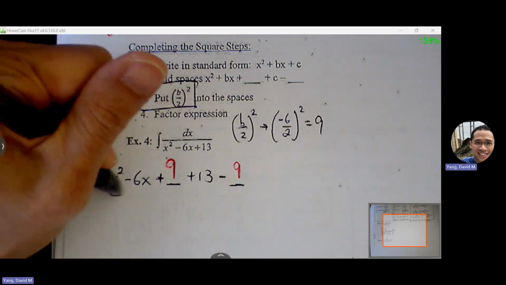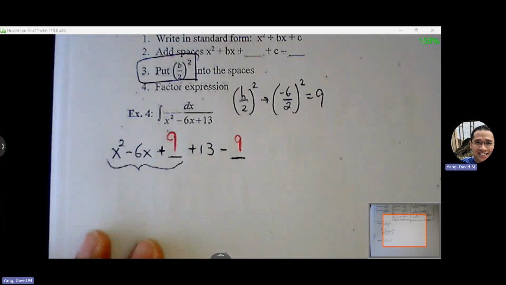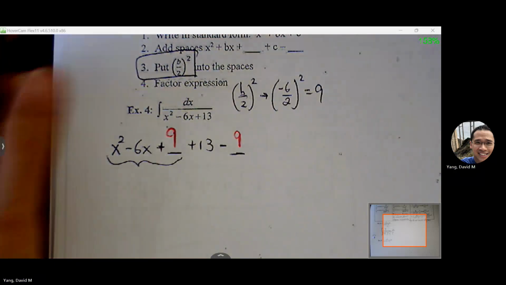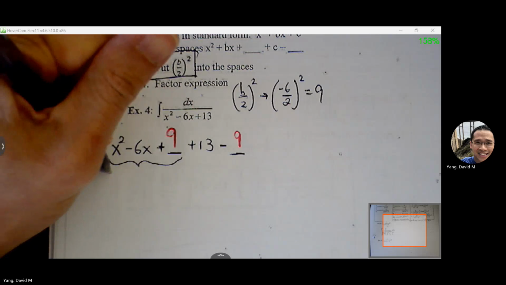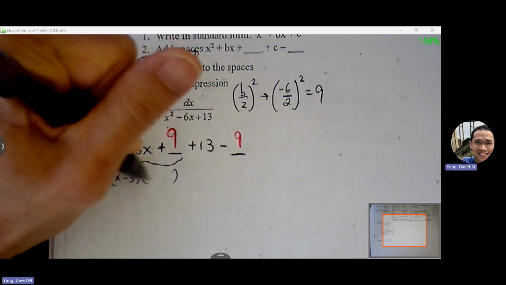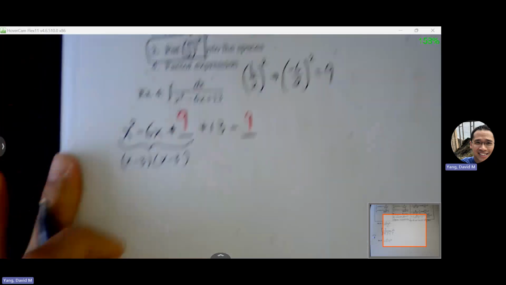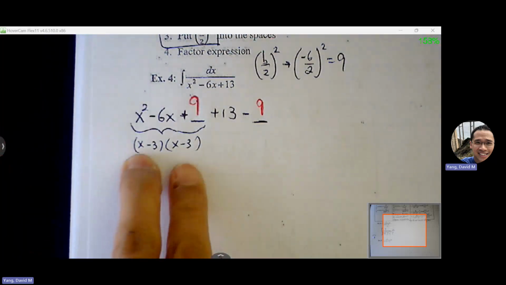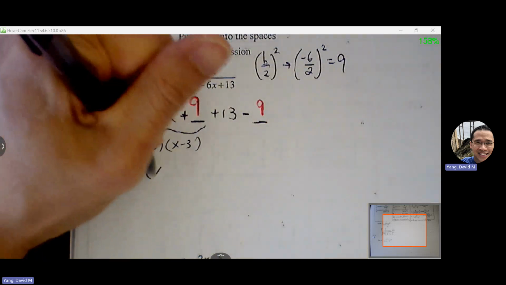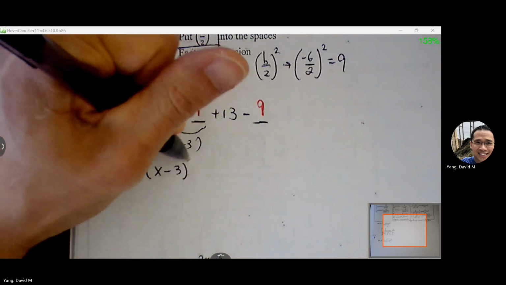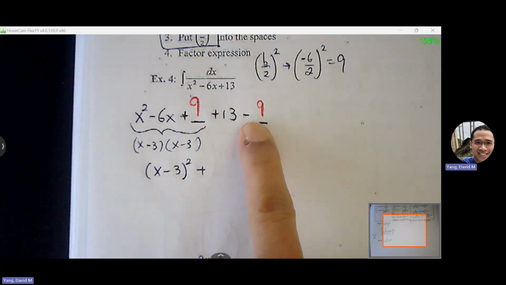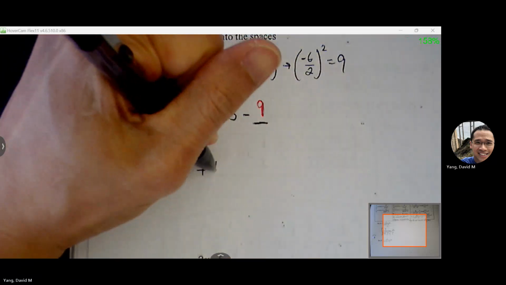So this should factor nicely for us. What multiplies to be 9 and adds to be -6? -3, -3. So you do x minus 3, x minus 3. And what I mean by factor nicely is that this will always be the same, which we can merge into a binomial square. And then 13 minus 9 gives us 4.